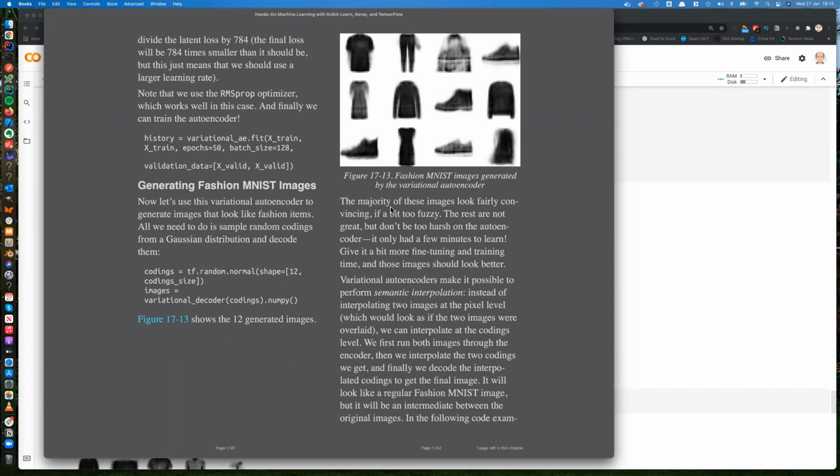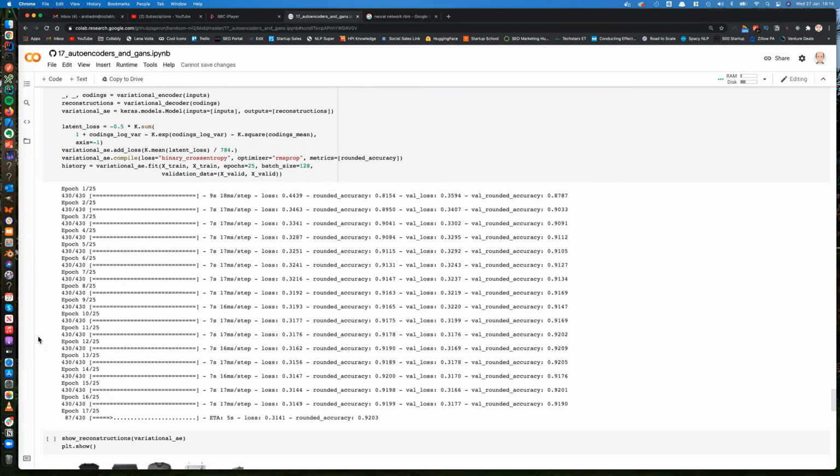The majority of these images look fairly convincing, if a bit too fuzzy. The rest are not great, but don't be too harsh on the autoencoder. It only had a few minutes to learn. Give it a bit more fine tuning and training time, and those images should look better. Is it finished training yet? It's at 17, so it should be finished in a minute.